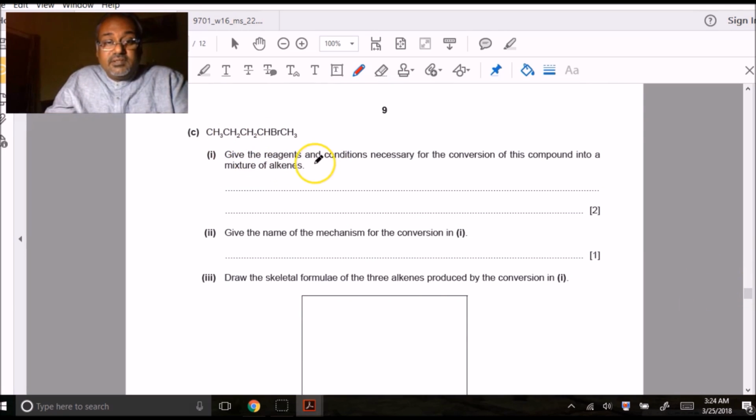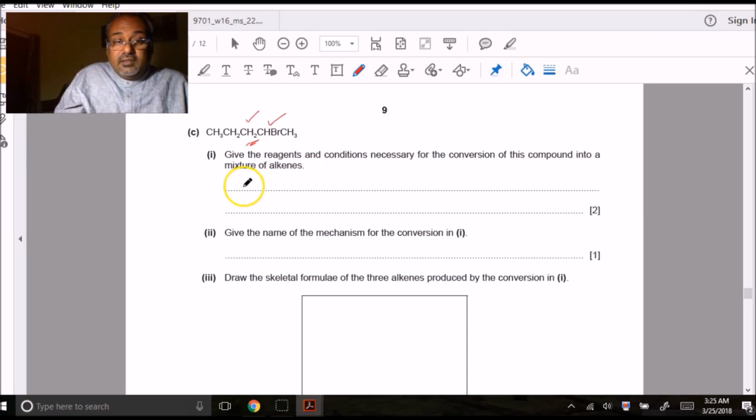Now this question talks about how you would convert this compound into a mixture of alkenes. So that's the halogen Br, and I have to remove an H and a Br to get an alkene out. Now if I see here, this carbon has 3 H and this carbon has 2 H, so I have to remove the H from this one and the Br from this one. So the double bond has to come here. But of course, don't forget, I can remove H from here as well.